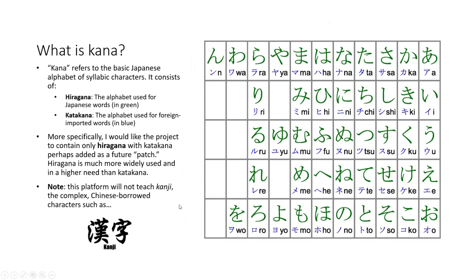First of all, what is kana? Pretty much they are the written characters that represent syllables in the Japanese language. There's hiragana, which is used for Japanese words, and katakana, which is used for foreign imported words. For this project, I'd like to focus only on hiragana, which is much more widely used. Also, just as a note, I don't plan on teaching kanji, which are those very complex Chinese borrowed characters seen here. Hiragana is the much more simple, small syllabic characters.